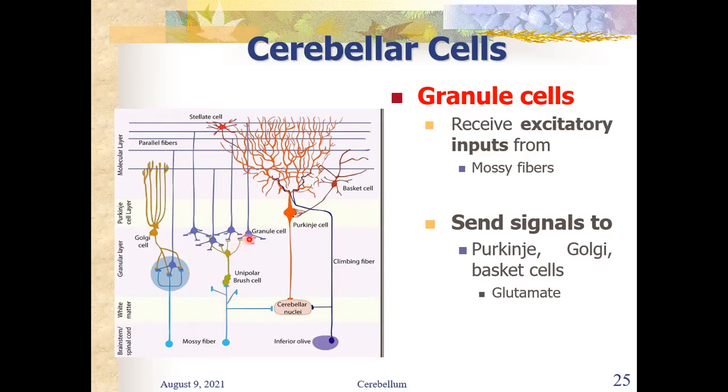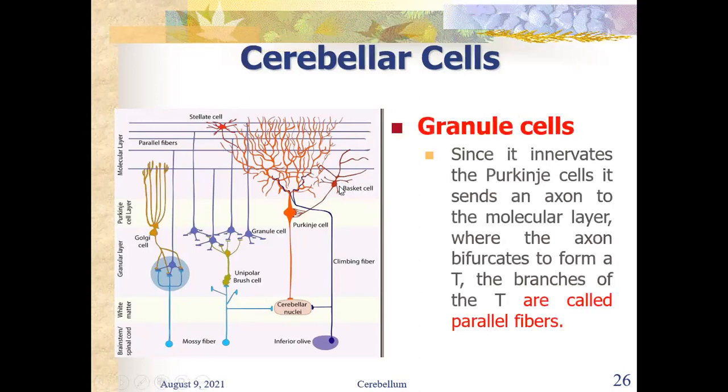So once the synapse with the granule cells, you can see the granule cells have long axons, which also communicate with other neurons. So the granule cells send signals to Purkinje cells via the T axons, the long parallel fibers, and it also sends to the Golgi cells, and it also sends to the basket cells here. So the connections between Purkinje cells, Golgi cells, basket cells, and the granule cells, the neurotransmitter in that connection is glutamate.